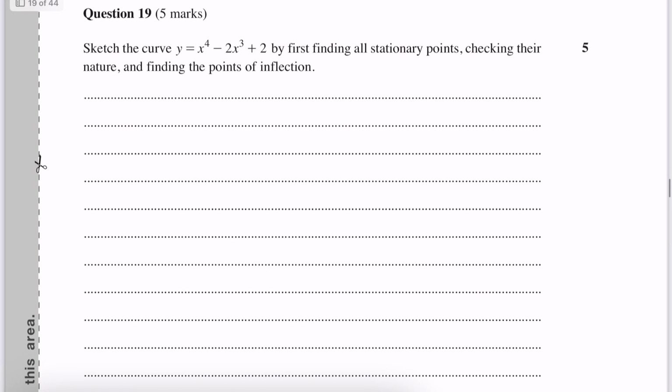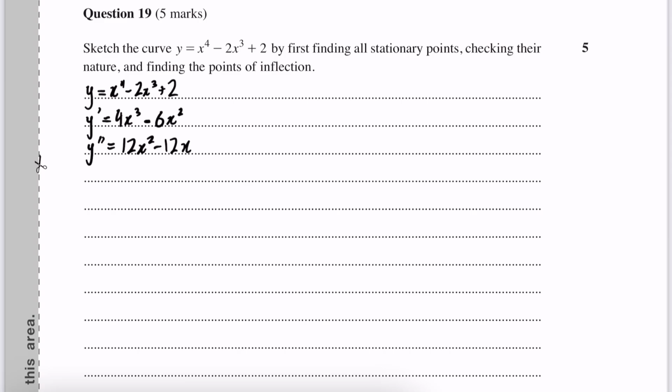Question 19 says, sketch the curve y equals x to the 4 minus 2x cubed plus 2 by first finding all stationary points, checking their nature, and finding the points of inflection. What I like to do, before anything, is figure out the first and second derivative. So the first derivative is 4x cubed minus 6x squared. And the second derivative, y double dash, is equal to 12x squared minus 12x.